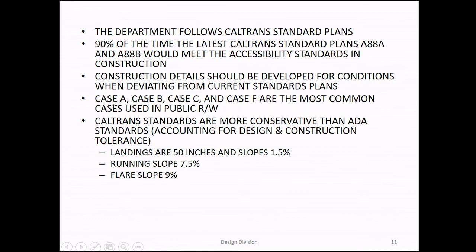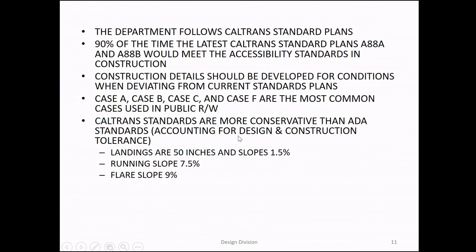So case A, B, C, and F are the most common cases used in public right of way. There are exemptions, but most of them should be this. And I think John asked this question.